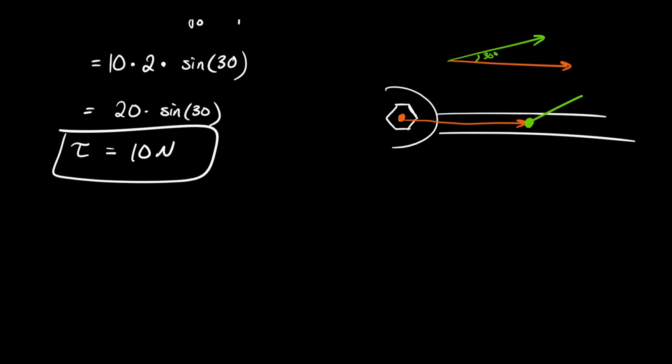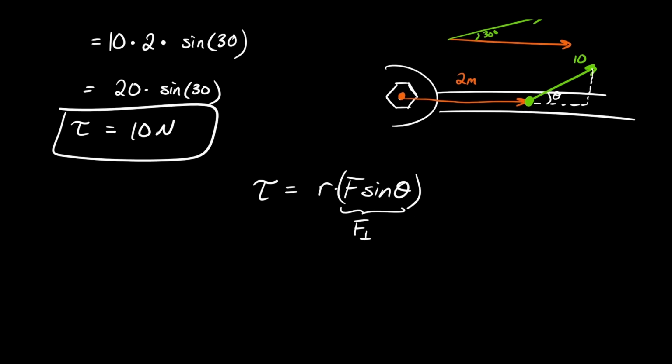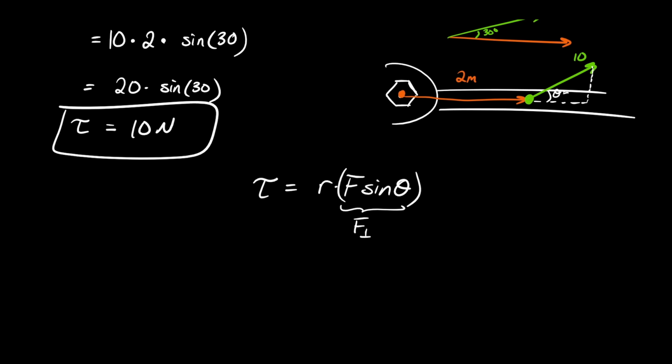Same situation here. 10 newtons and a lever arm, and an r of 2. Some professors, instead of writing it like this, prefer to group F sine theta together. In this case, F sine theta, they'll often write as F perpendicular. So your professor is giving you options here.